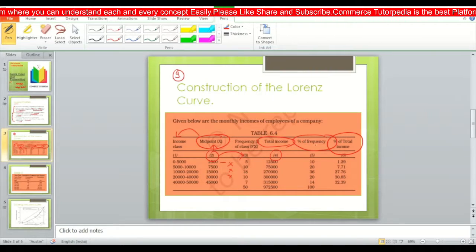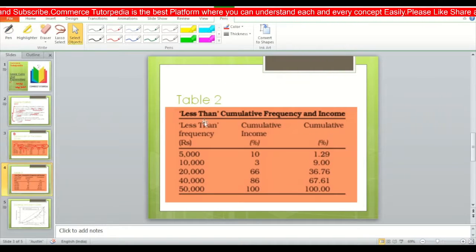Now we need to calculate the percent of frequency. Express the frequency in each class as a percent of the total frequency and we will obtain column 5. The frequencies are here, and we need to use these frequencies in order to express the percent of total frequency. And express the total income of each class as a percent of the grand total income of all classes together. After doing this we have to prepare the less than cumulative frequency and income.